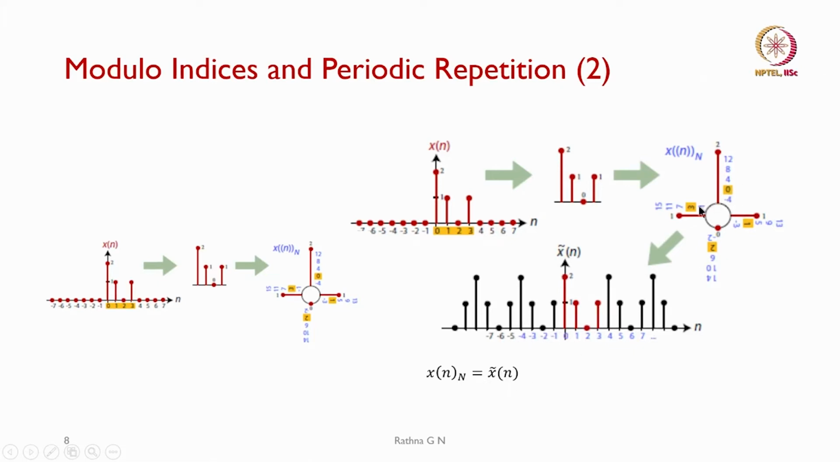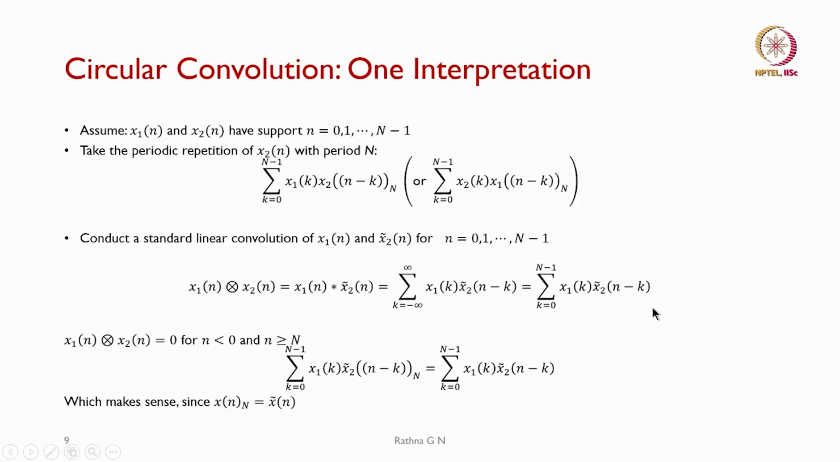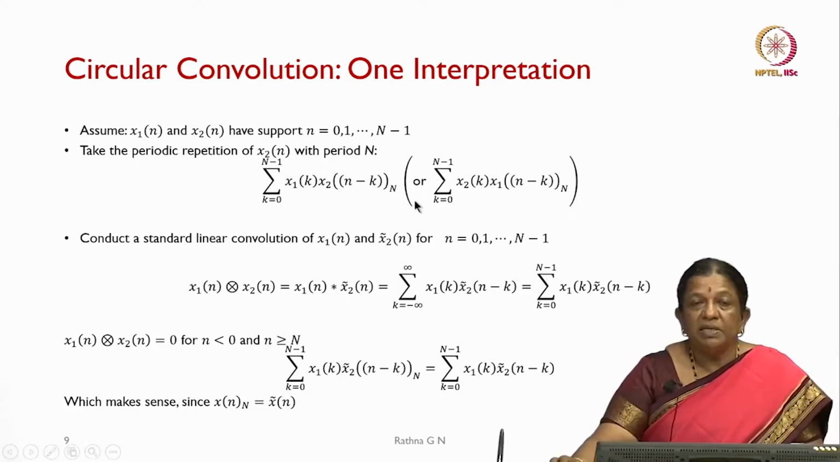So, from here you can draw your diagram as x and y coordinates, the repetition of x of n in this manner. Now we have to look at the circular convolution. You must be remembering we took some examples and repeated the computation of the circular convolution. There are two interpretations. Let's see the first interpretation.